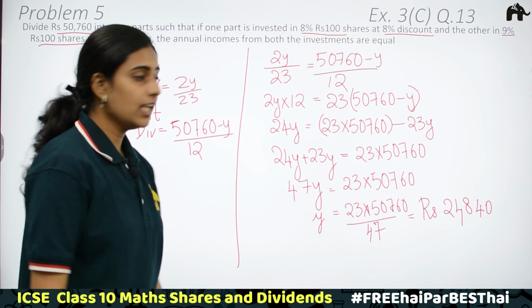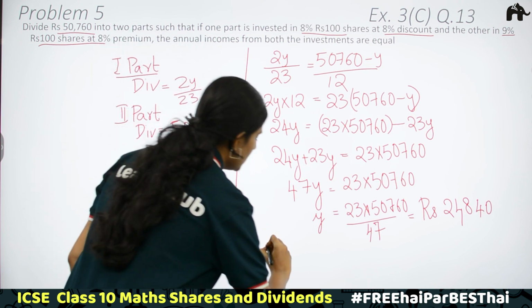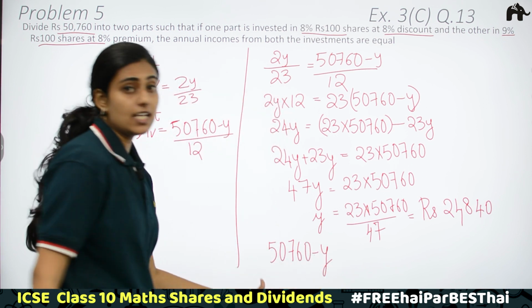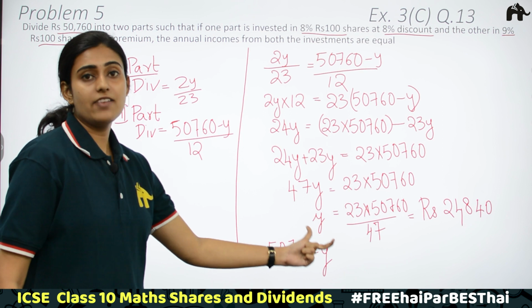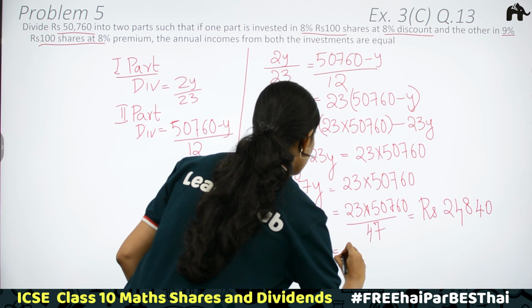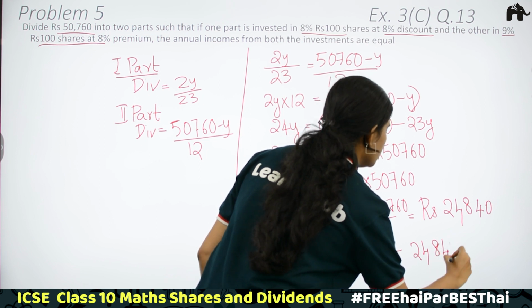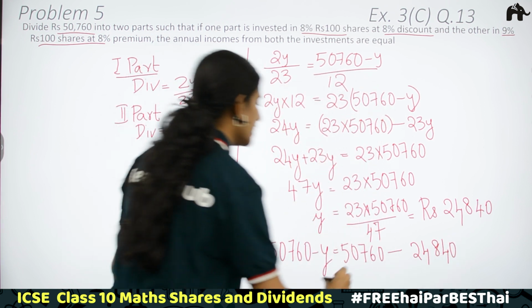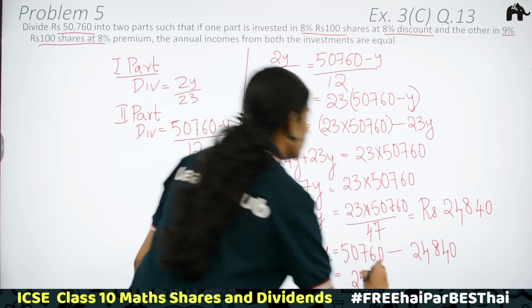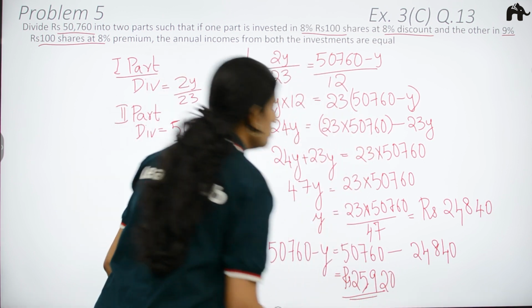Rupees 24,840. Okay. If y is equal to 24,840, then what is 50,760 minus y, which is the investment in second part? y is the investment in first part. Second part, the investment is 50,760 minus y, 50,760 minus 24,840. That is equal to, you will be getting 25,920 rupees.